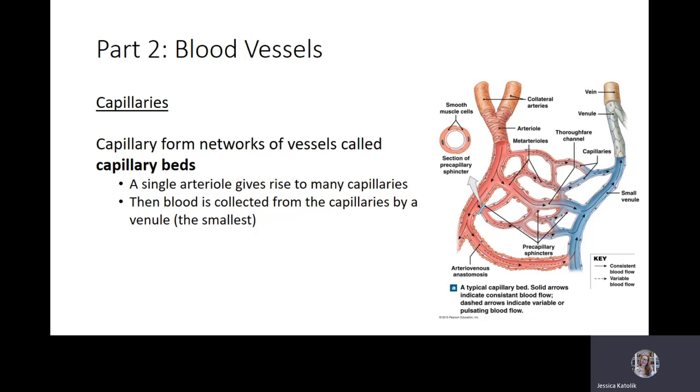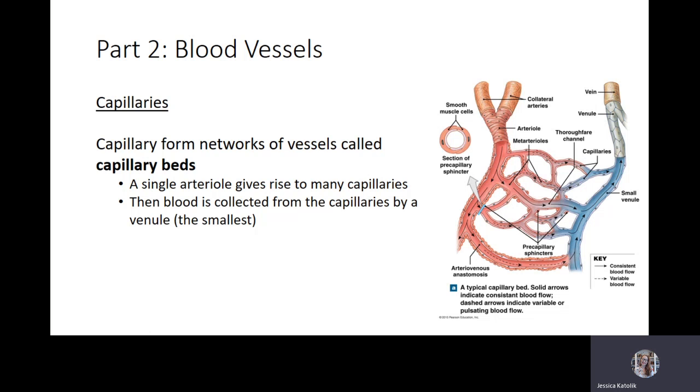Capillaries are not found as just individual vessels. They're actually going to form capillary beds. So what will happen is a single arteriole will come down and it will give rise to many interconnected capillaries that will eventually come into a venule, the smallest veins that exist over here. And so it will create almost a network of capillaries located here.